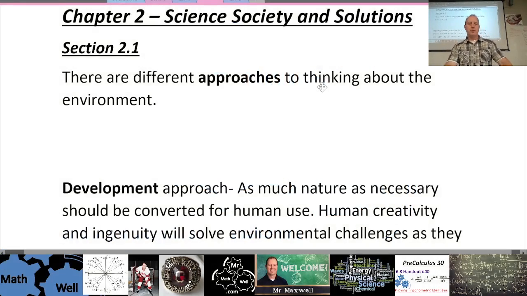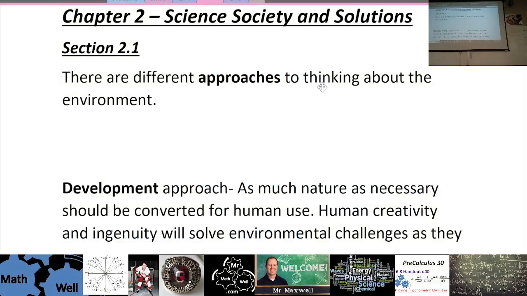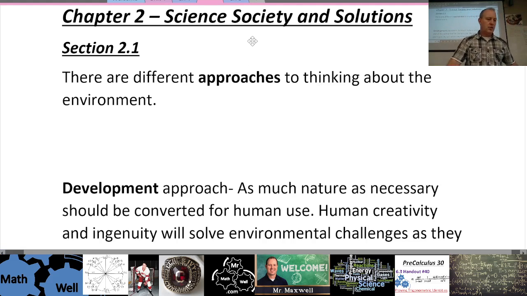Okay, so chapter 2 in your environmental science textbook, McGraw-Hill Ryerson. Chapter 2 is called Science, Society, and Solutions. And section 2.1 starts on page 28, 29.